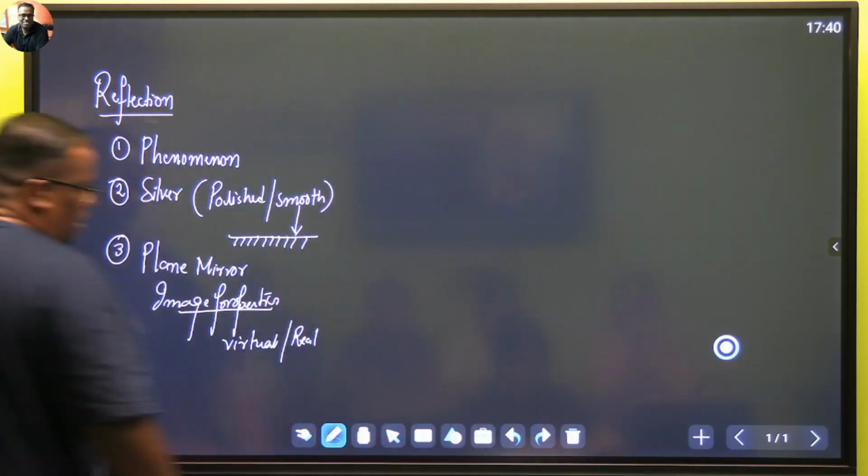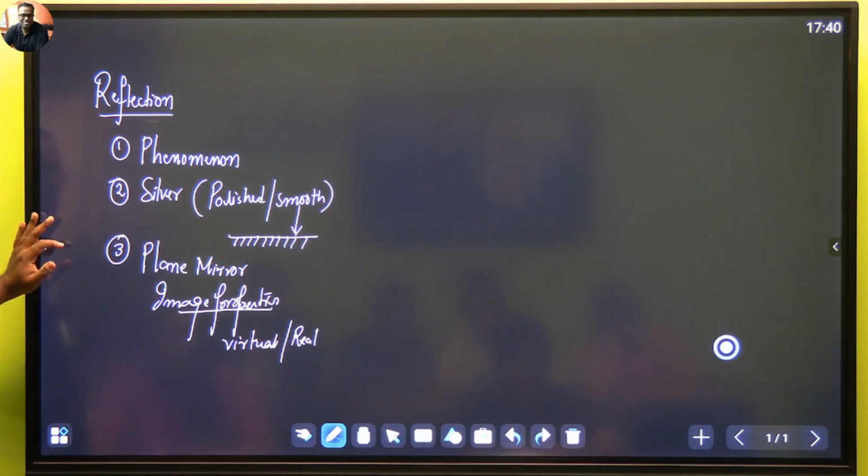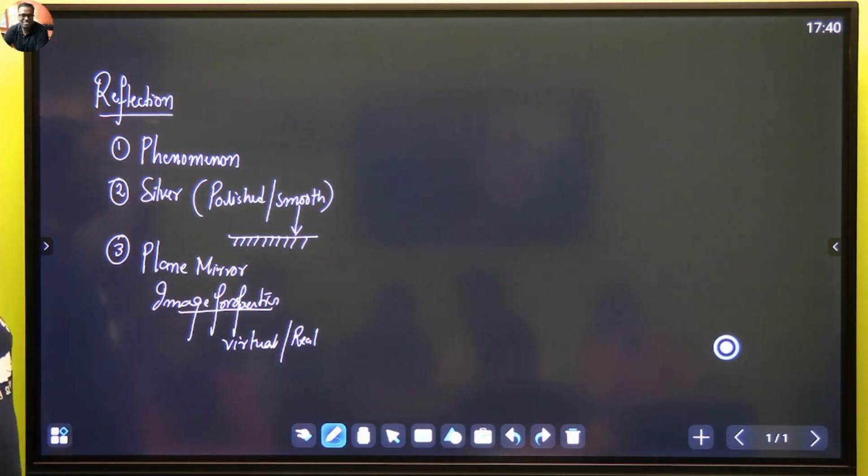So tell me, phenomenon of reflection clear, understood? Silver is the best reflecting surface. कभी 1 mark question पूछ लिया तो what is a plane mirror? Plane mirror में हम बात करते हैं 5 things: image distance equal to object distance, image is erect, image height equal to object height, then the image is virtual and the image is laterally flipped.